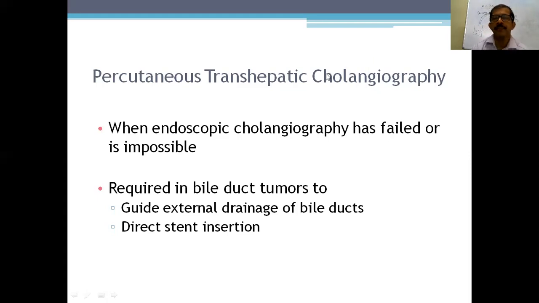It is itching. Intense itching will be there. So that can be relieved with draining the bile, and the patient can be relieved, of course, even pain also to a certain extent. That is the usage of percutaneous transhepatic cholangiography, otherwise called PTC.